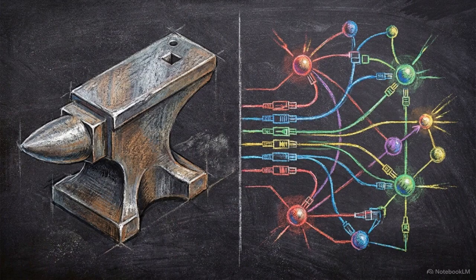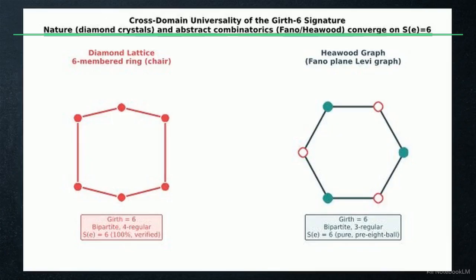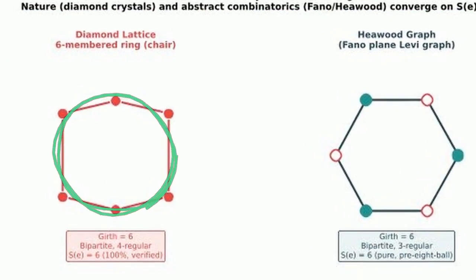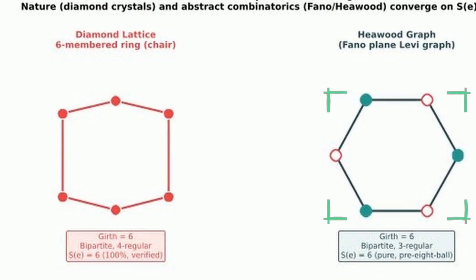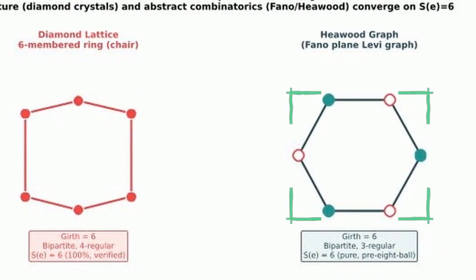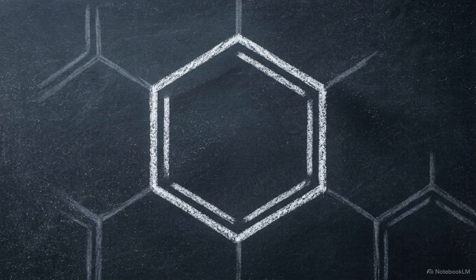This topological constraint appears in domains entirely separate from metallurgy. There is a structural equivalence between the diamond lattice and the Heawood graph. The six-membered chair ring of the diamond crystal forms a loop with no internal cross-connections. The abstract Heawood graph shares this same bipartite node structure and hexagonal layout. Both structures belong to the same Girth-6 topological class.